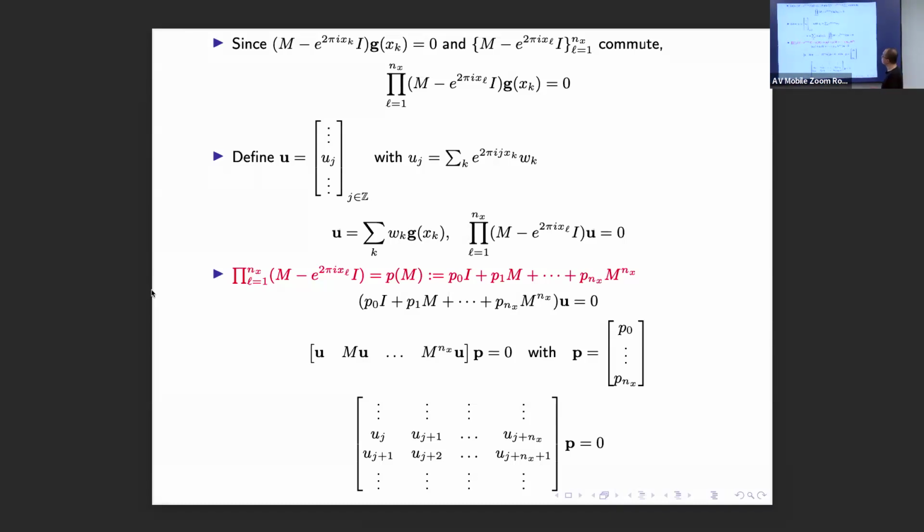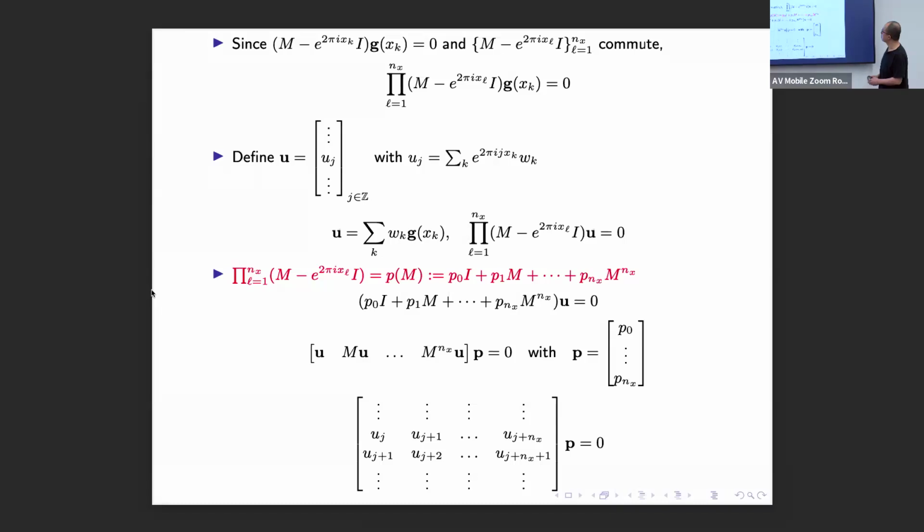Now, here's the time that we should bring our data in, the uj's. I'm going to take all the uj's and concatenate them into a very long vector, which is this capital U. Each entry corresponds to the data given to me. It's not difficult to see that U is the linear combination of the G of xk vectors with weights wk, because this is a linear combination of these Fourier modes. Because this product matrix kills each of the G of xk, it's going to kill the sum of them. So if you apply this product matrix to U, it's going to be equal to 0.